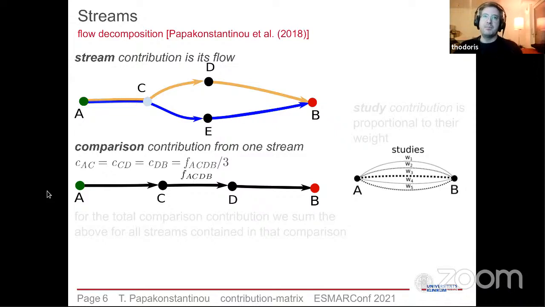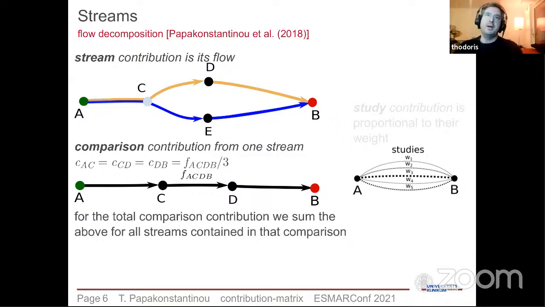So for comparisons that are included in multiple streams, as in here, we have to add the individual comparison contributions in order to get the total contribution of the comparison. And finally, we get the study contributions by the use of pairwise meta-analysis weights. So we use the weights of the aforementioned pairwise meta-analysis.